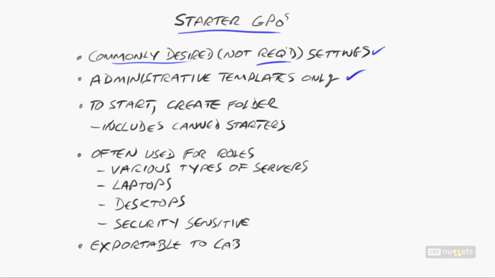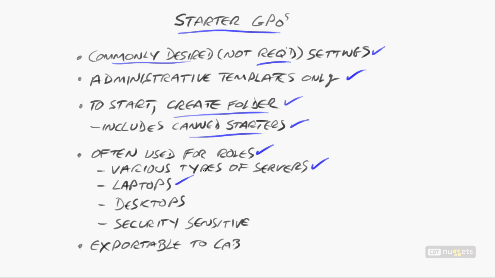And in order to do this, you have to, first of all, create a folder. And there's a UI for that, which I'll show you here shortly. When you do that, it includes a couple of canned starter policies relating to securing client workstations. These are often used for various types of roles. So I might have various types of servers. Maybe my file servers have specific requirements on them that I want to configure. Well, I could do that using certain administrative templates and determine what settings I want there. For laptops, maybe I have, again, certain kinds of settings that I want.